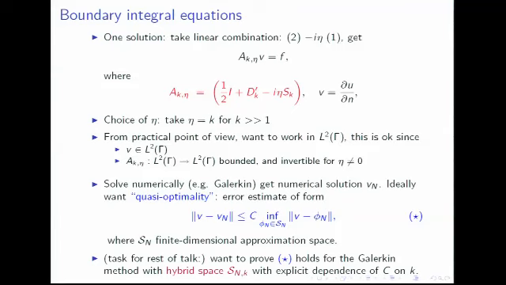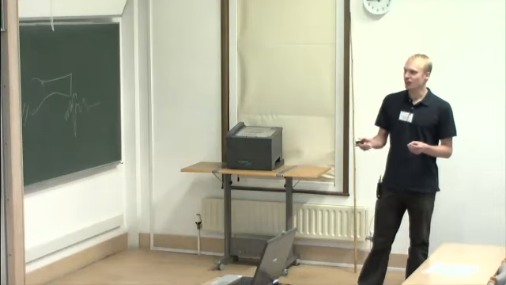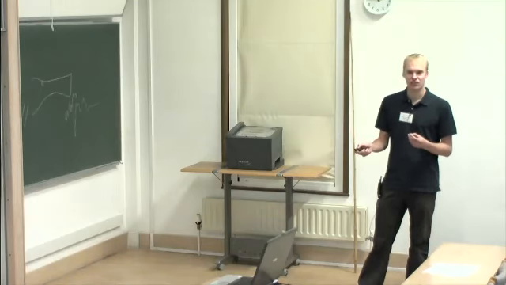So when I solve this integral equation with the Galerkin method to get some numerical solution v_n, what I want to prove is this thing in blue called quasi-optimality, which says that the error I incur is less than or equal to some constant times the best approximation error. And my task for the rest of the talk is to prove quasi-optimality holds for the Galerkin method when you use a hybrid space S_n^k, so incorporating the k asymptotics, and I want to know explicitly how the constant c depends on k.